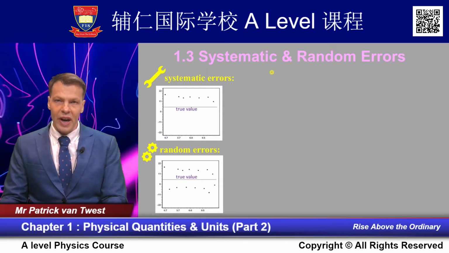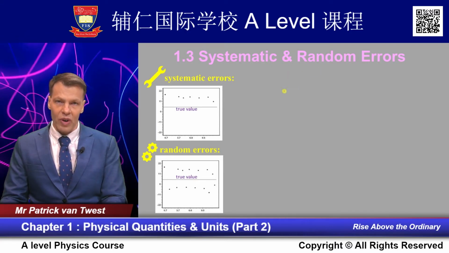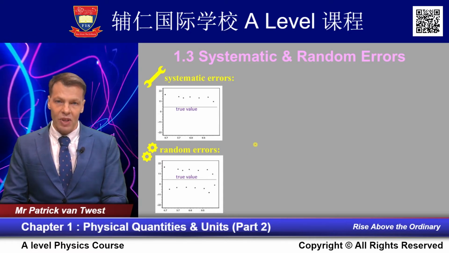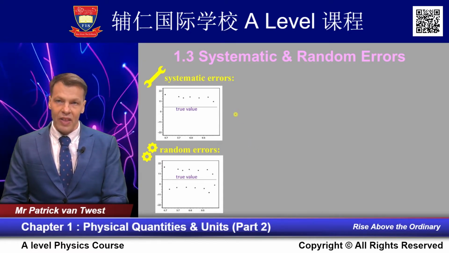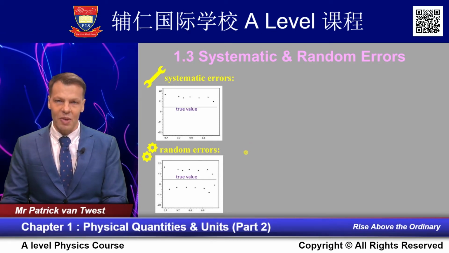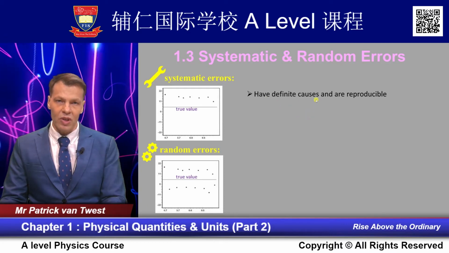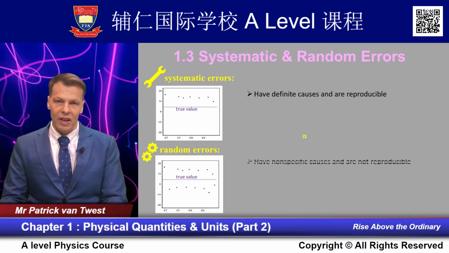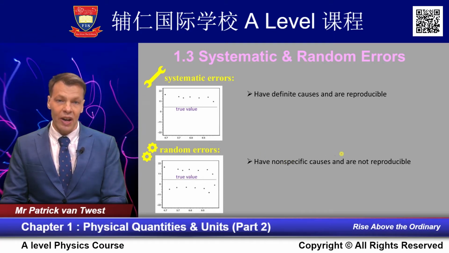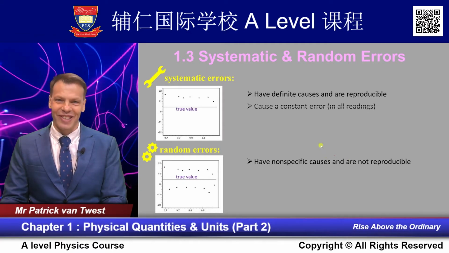Okay, so where do errors come from? A good scientist will know the source of their errors and then try to reduce them. So there's 2 main types of errors that we talk about in physics. They're systematic errors and random errors. What do those terms mean? Well, systematic errors have definite causes and are reproducible, whereas random errors have non-specific causes and are not reproducible. They're random. That's why they call them random errors.